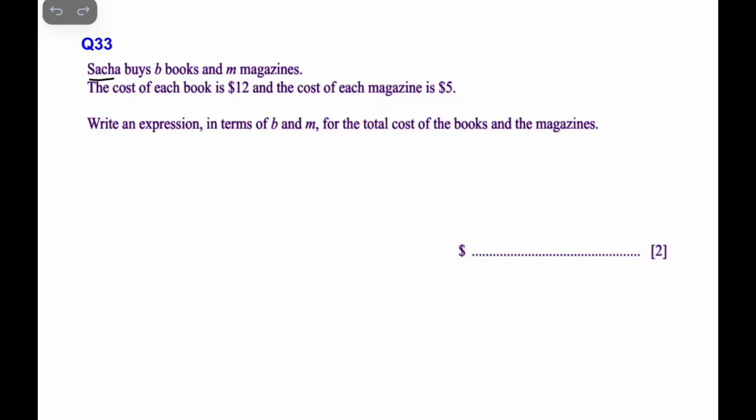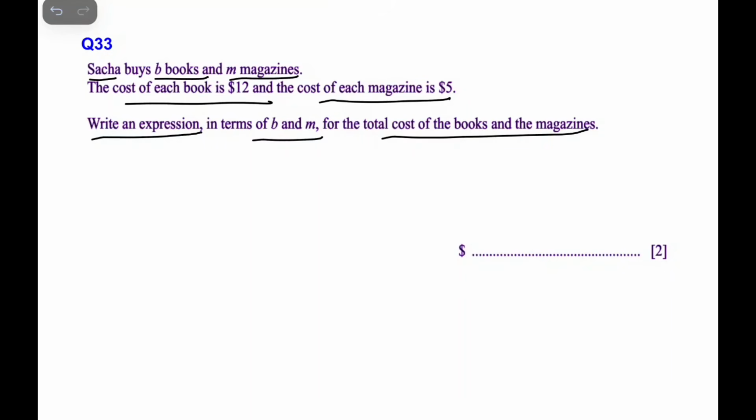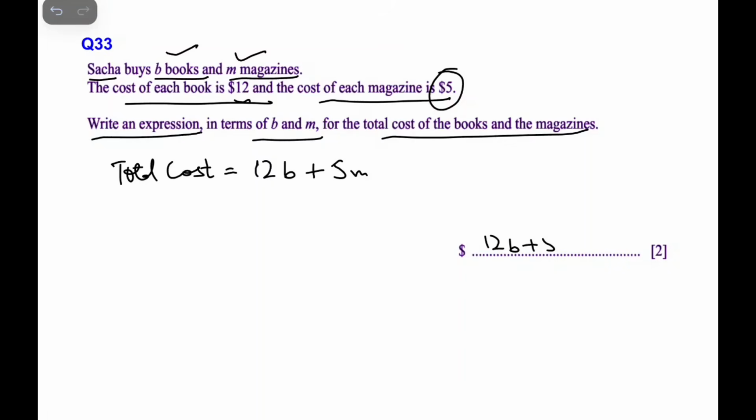Number 33. Sasha buys B books and M magazines. The cost of each book is $12 and the cost of each magazine is $5. We have to write an expression in terms of B and M for the total cost of books and magazines. So the total cost will be B books at $12, that will be 12B, plus M magazines at $5 each, 5M. So $12B plus 5M will be the answer.